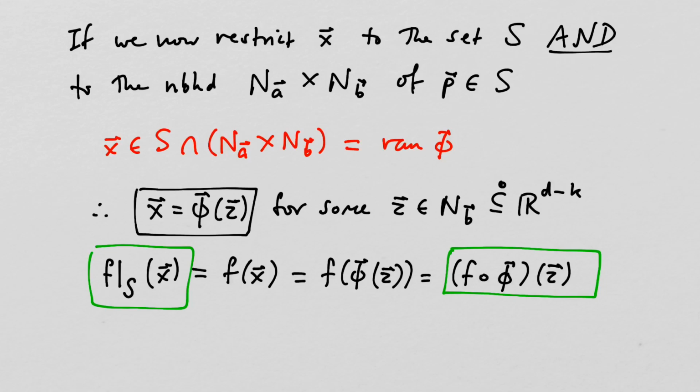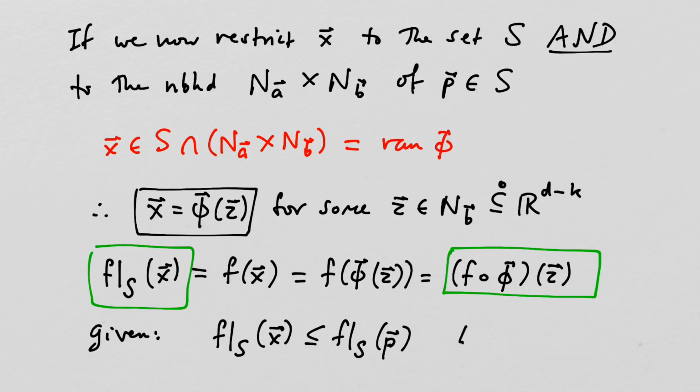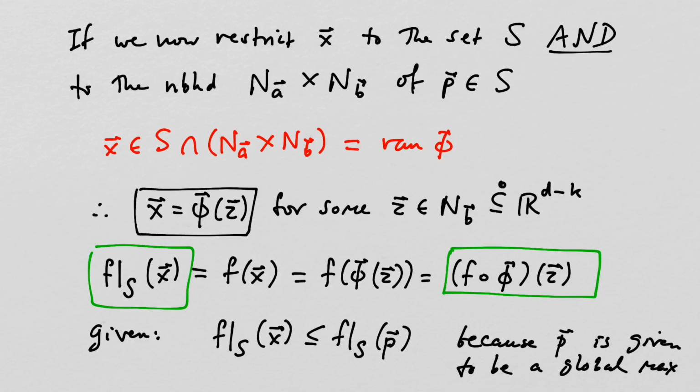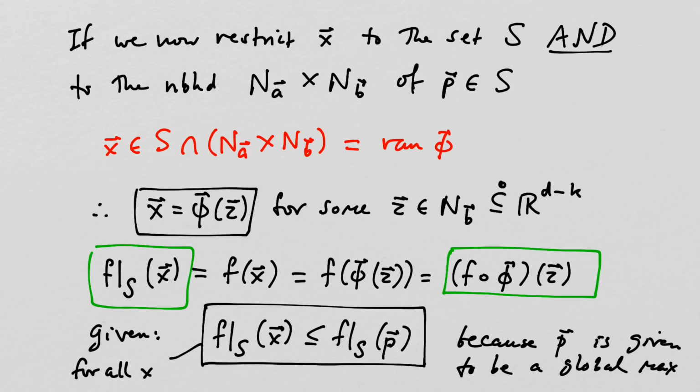Okay, so what I'm going to do now is I'm just going to use the chain rule. Now, why am I allowed to use the chain rule? Well, we're given that this value is less than or equal to this value, because P is given to be a global max. P is given to be a global maximum point for the function f restricted to S. So this inequality is clear. And it holds for all x in the relevant set.